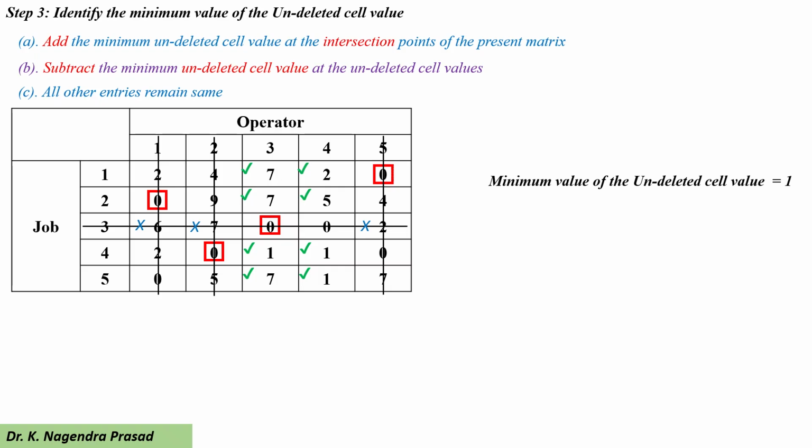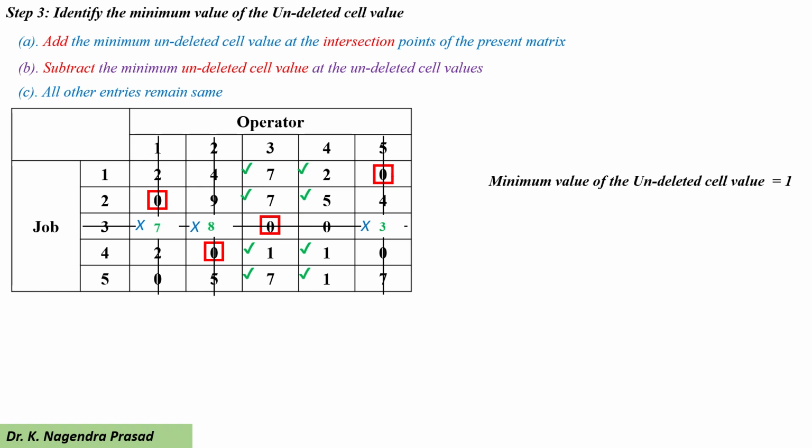So now the intersection cell values will become 6 plus 1 equals 7, 7 plus 1 equals 8, and 2 plus 1 equals 3. Next, in step 3, subtract the minimum undeleted cell value from the undeleted cell values. So now we have to subtract 1 from all the undeleted cell values.